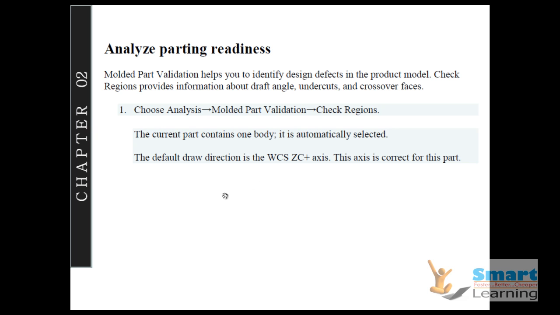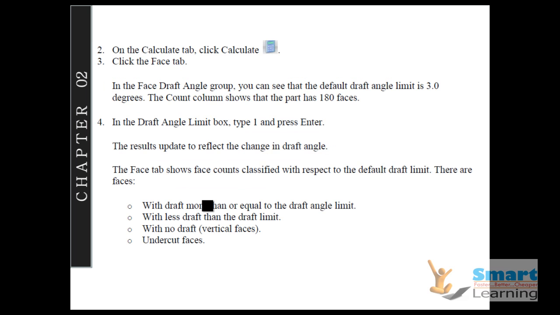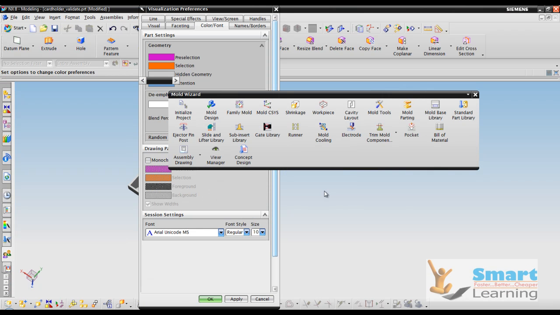So how to do it? You can analyze it using Mold Part Validation and Check Regions. And as this present project is a single body, you have to take care of that also. Then you have to go for the check. So I'll show you how this can be done.